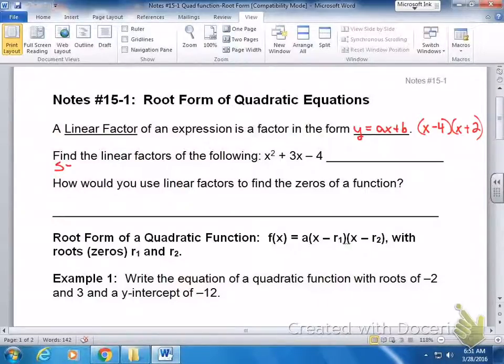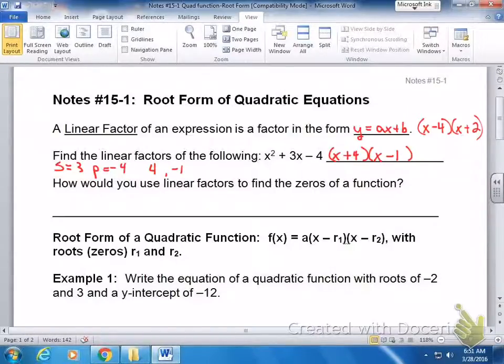I can find the sum of 3 that has a product of negative 4. So I need to think of numbers that have a product of negative 4 but a sum of 3. The things you can think of would be 4 and negative 1. 4 times negative 1 is negative 4. 4 plus negative 1 is 3. So I throw those into my linear form factors. I have x plus 4 and x minus 1.